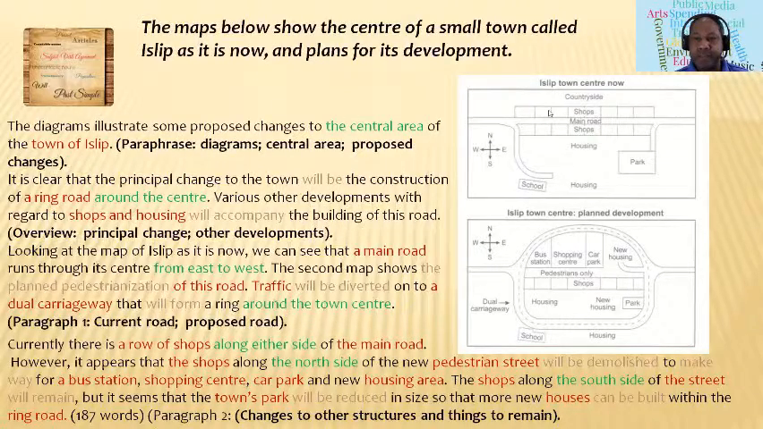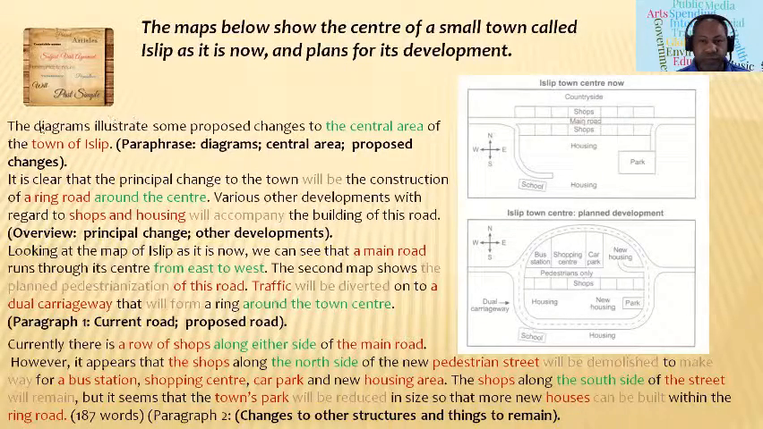As you can see, it is a town centre in a town called Islip. And this is as it is now. This is as it's going to be after it has been developed. So we can see here planned development changes, lots of different words we can use. And we have the title. The maps below show the center of a small town called Islip as it is now and plans for its development.